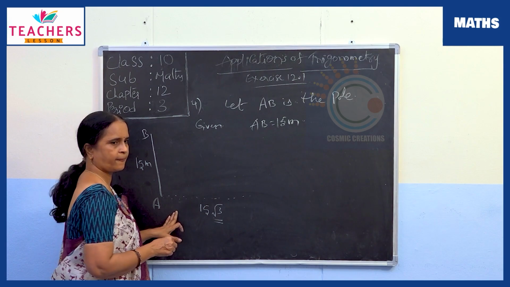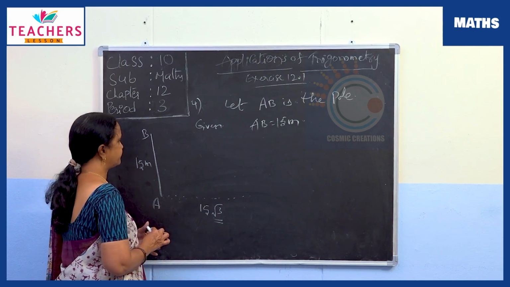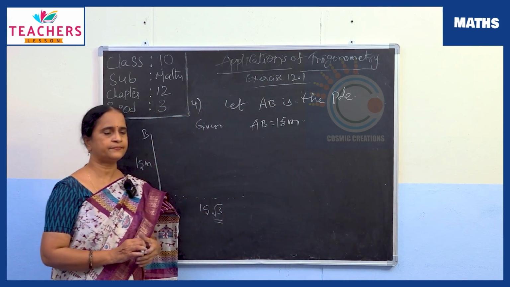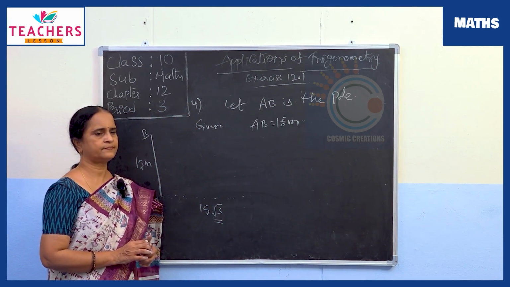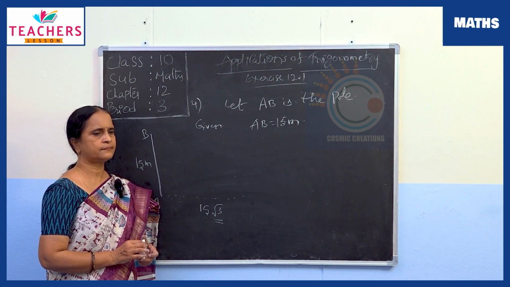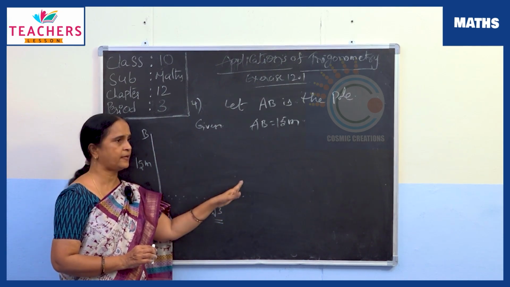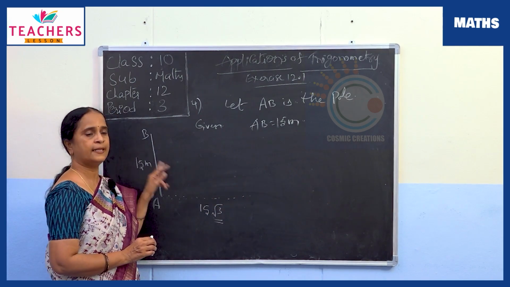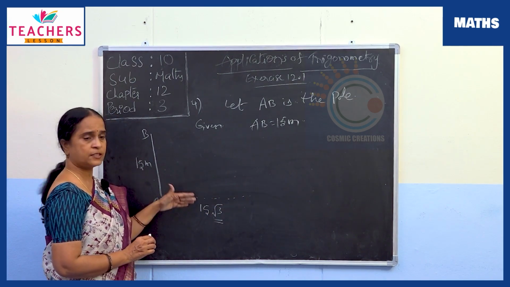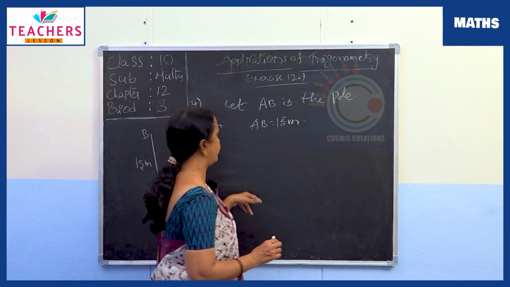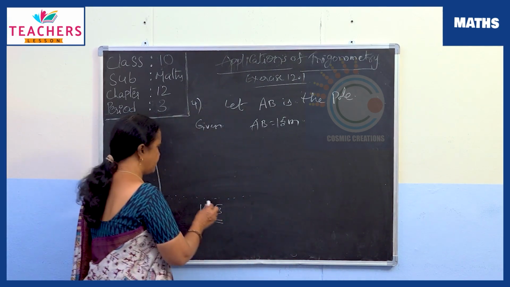Here we need to find the angle of elevation. They did not give the angle. We have to find the angle of elevation of the sun rays with the ground at the time. They have given only the length of the pole and the shadow on the ground. The shadow is always on the ground.